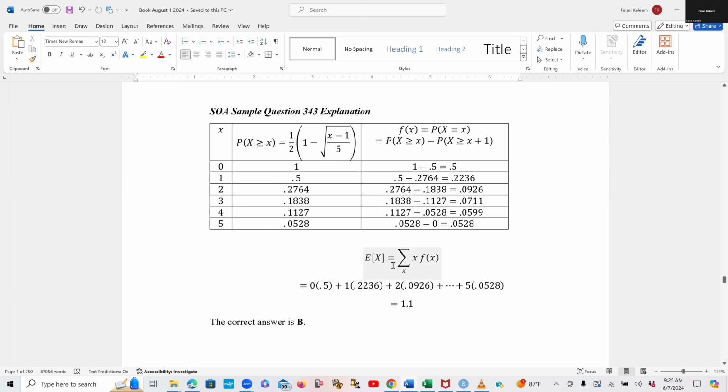And so now we have all the ingredients. E of X is what we wanted, and that's the summation of x f(x). So 0 times f(0), which is 0 times 0.5, plus 1 times f(1), so 1 times 0.2236, and so on. And we end up with 1.1. That is choice B.